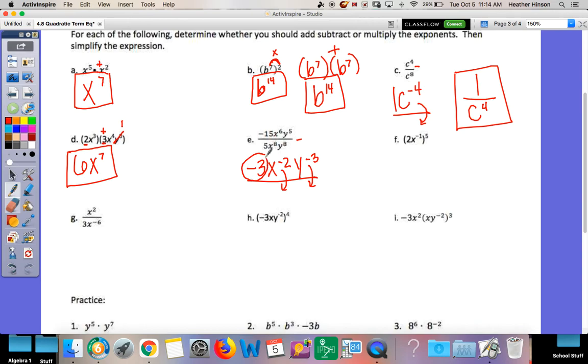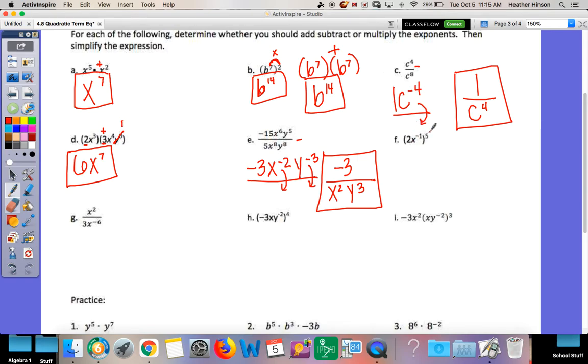A number that is negative is completely fine. It cannot be an exponent. The coefficient is fine. So my negative 3 stays. Our negative exponents, those are going to the bottom and becoming positive. That is it.